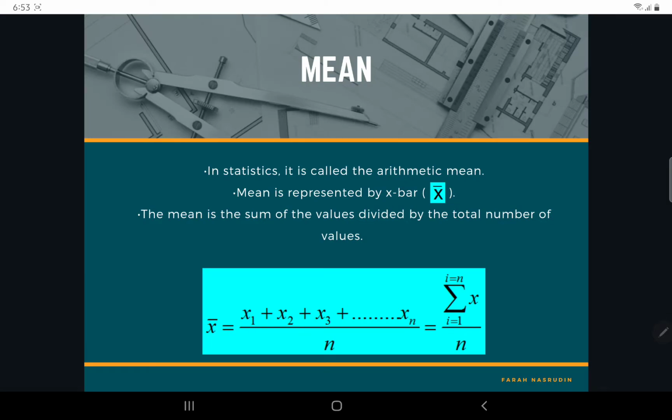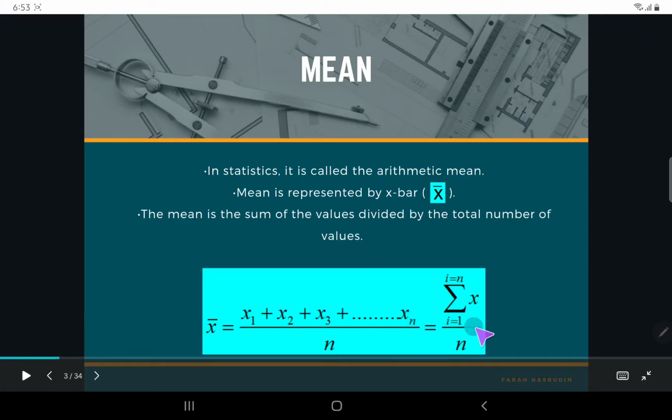Okay, we look at the first one, which is mean. The mean is the measure of central tendency that is computed by taking the sum of all values divided by the number of data. Usually it is called arithmetic mean. So this is the symbol for mean. Okay, we call it X bar. We need to find the sum of all values and then divide it by the total number of the values.